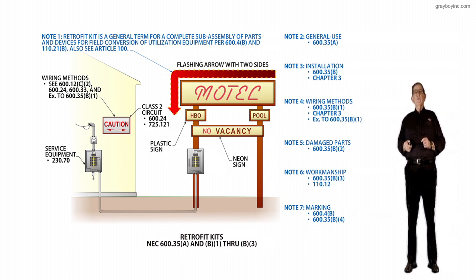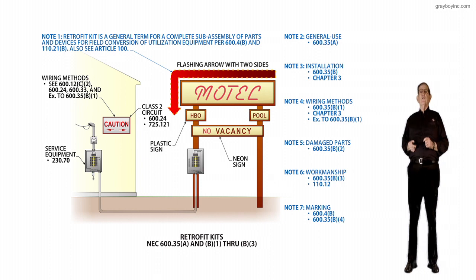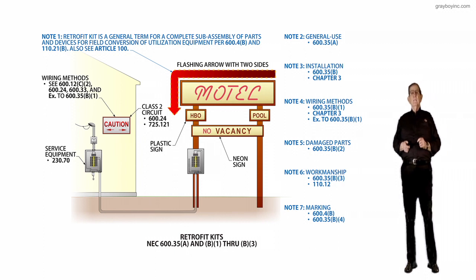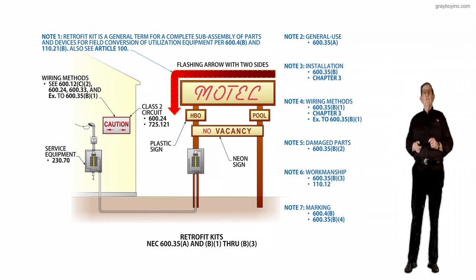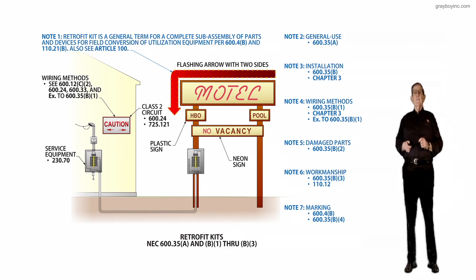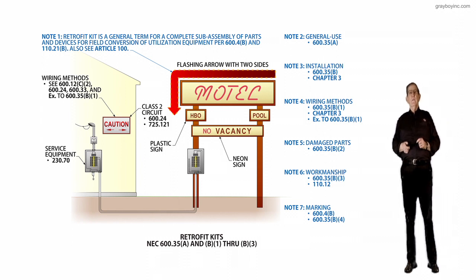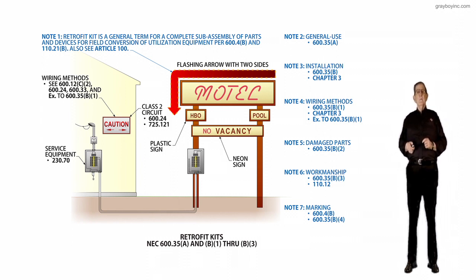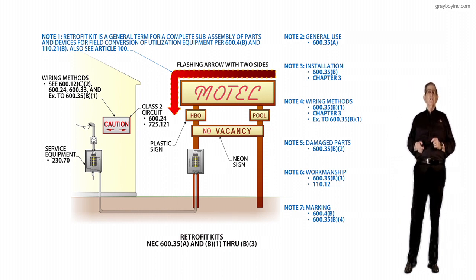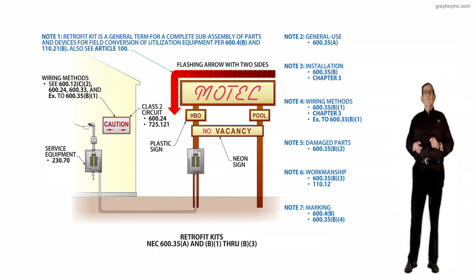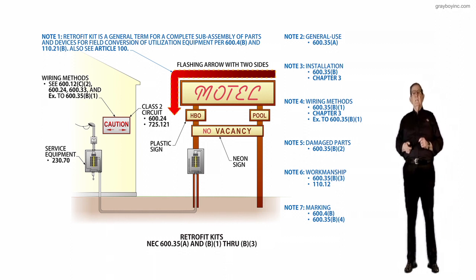Now notice also with the arrow that's pointed toward the caution sign, it says a Class 2 circuit could be used, as outlined in 600.24, and a Class 1, 2, or 3 circuit is defined in 725.121 if the user of the code wanted to go over there and review that section. The service equipment, again, has to be installed per Article 230 and meet 230.70, 71, and 72, depending on how the service happens to be installed.